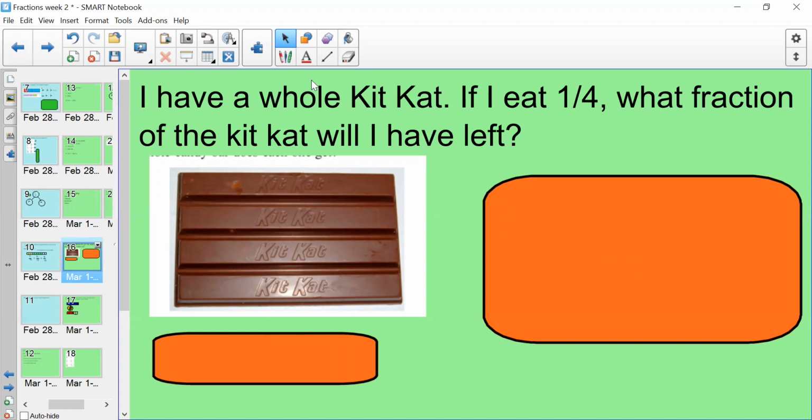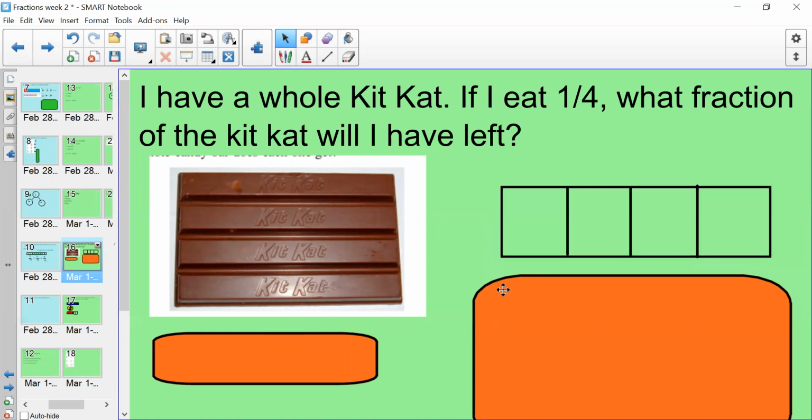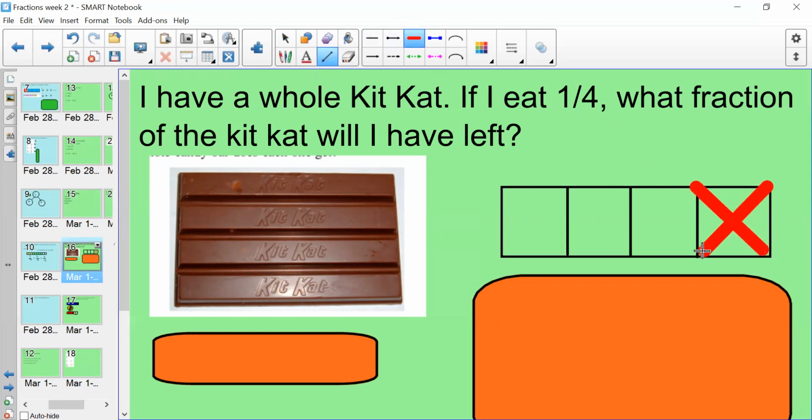Okay, excellent. So here I drew another model for the Kit Kat, but obviously if you drew a Kit Kat, that's fine. So we need to look at what the question is asking us. We've got a whole Kit Kat, and here we've got a whole Kit Kat. So this whole bar is being split into quarters, and the whole bar is representing a Kit Kat. So if I eat 1/4, that means we're taking some of the Kit Kat away because we are eating it. So what we can do is cross out 1/4 because we know that one of these represents 1/4, and the Kit Kat is split into quarters as well because it's 4 parts.